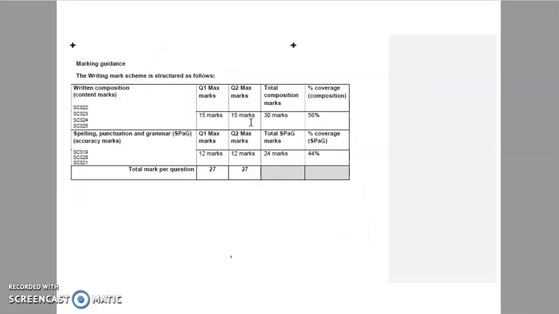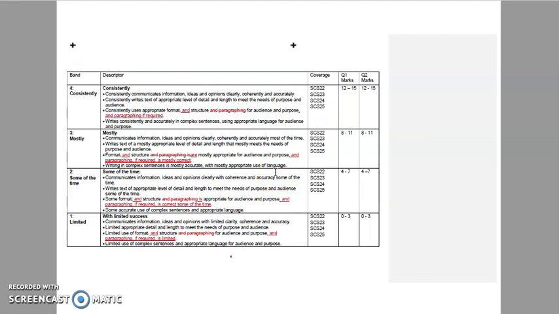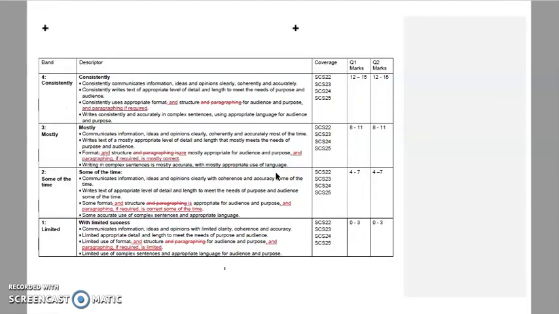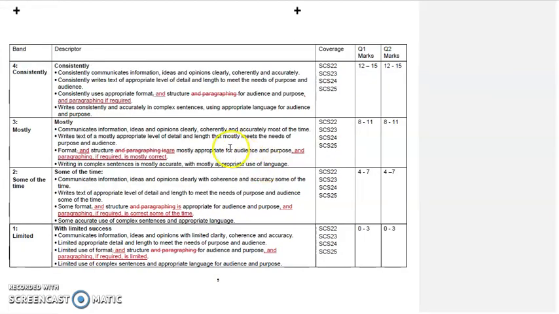Okay. So, as you can see here, written composition, so this is basically what you're writing, is worth 56%, whereas spelling, punctuation and grammar is worth 44%. And that's across both questions. And you will see here that because this is an example one, they've gone back and corrected this themselves. So what you're marked on is marked overall holistically.